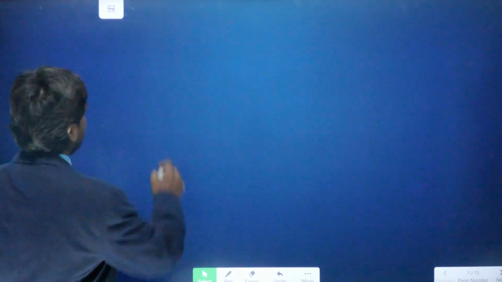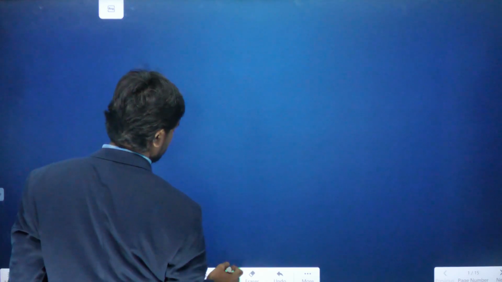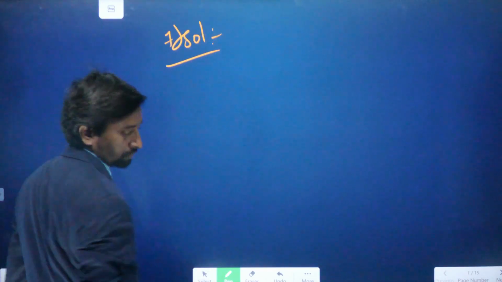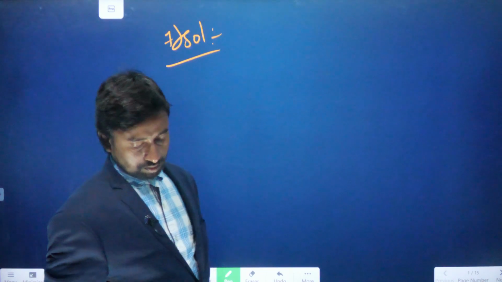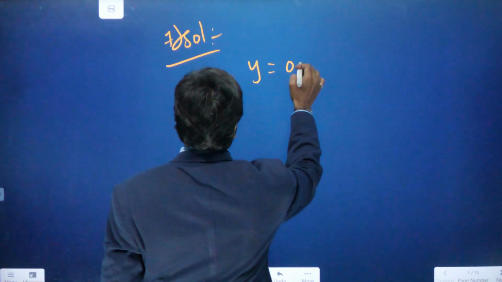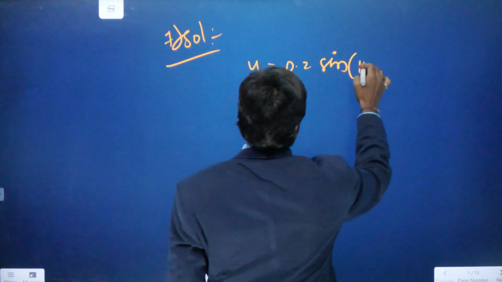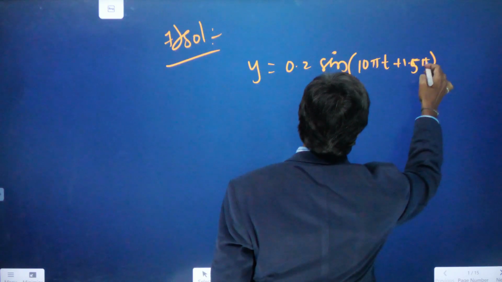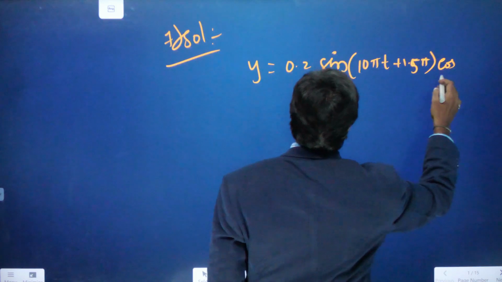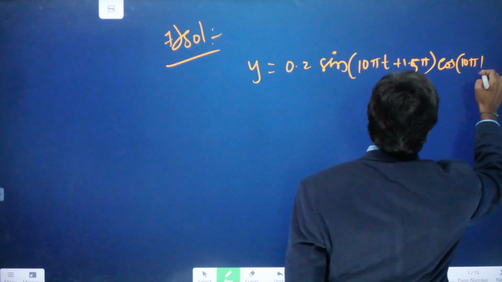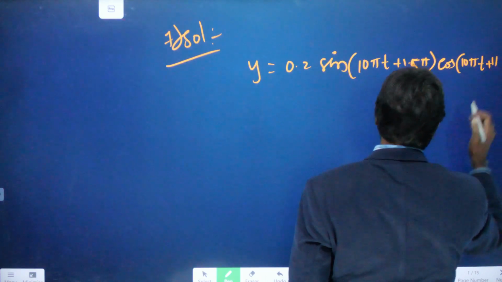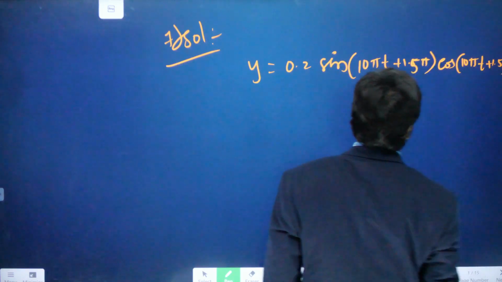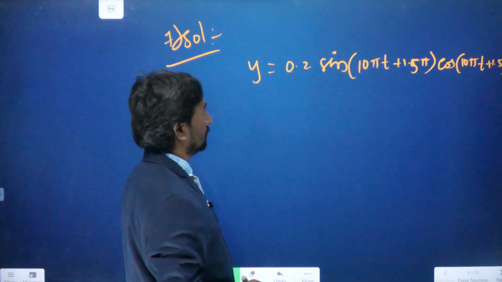Okay, so now the seventh one. The seventh solution. The seventh one is given here. The equation is y is equal to 0.2 sin of (10 pi t plus 1.5 pi) into cos of (10 pi t plus 1.5 pi). That is the equation given.